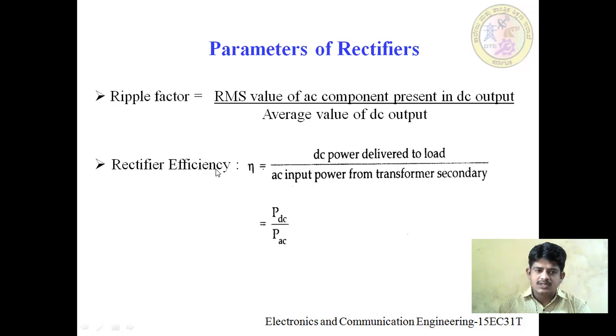secondary. From where will we get the input to the rectifier? From the secondary of the transformer. This will be the input for the rectifier. So in writing the equation, P_DC means DC power divided by the AC power, because output is DC and input is AC. So this is the equation for the rectifier efficiency.